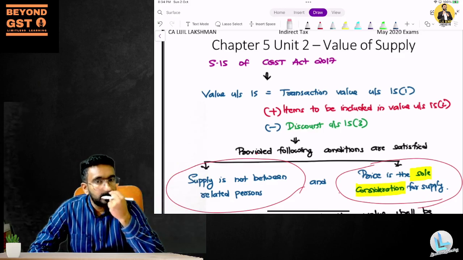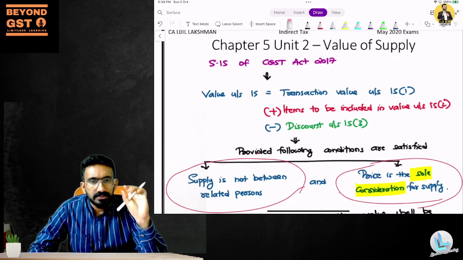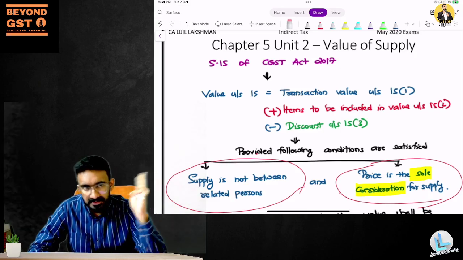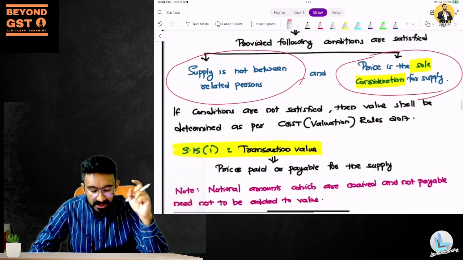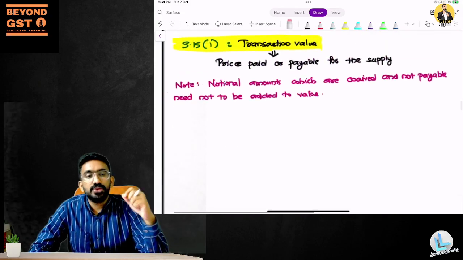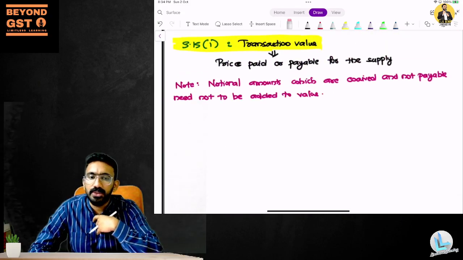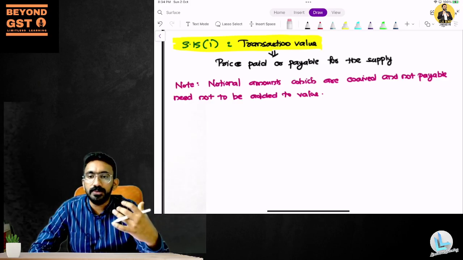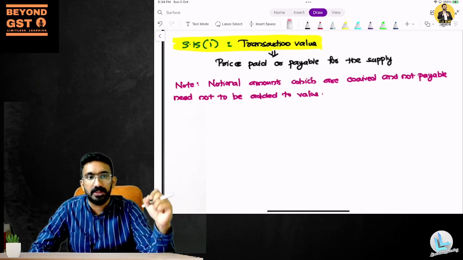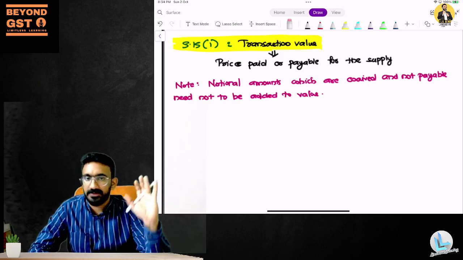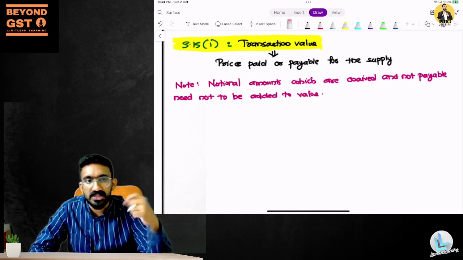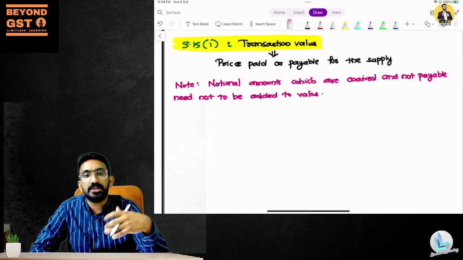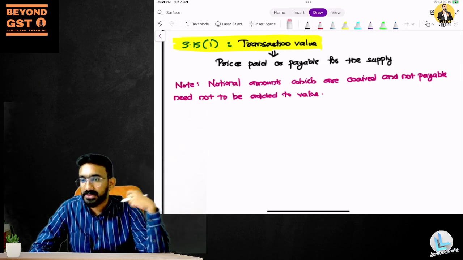Chapter 5, section 15 has three subsections for you to learn: section 15.1, section 15.2, 15.3. Section 15.1 says what is transaction value. Do you have to learn these provisions? Yes. For this chapter alone, I'll strongly recommend all of you to learn this section word by word. Reason being, all those questions that we are going to solve in this chapter, we need to ensure that you write these things as the working notes.